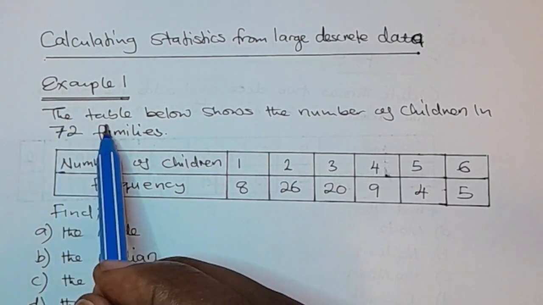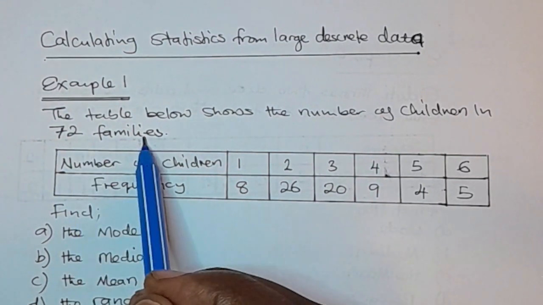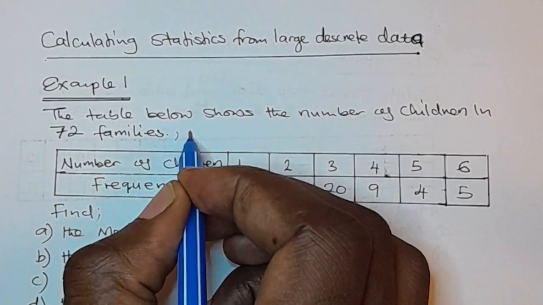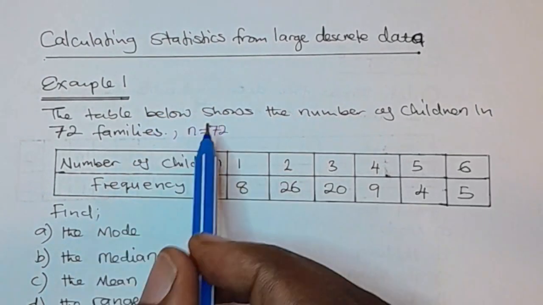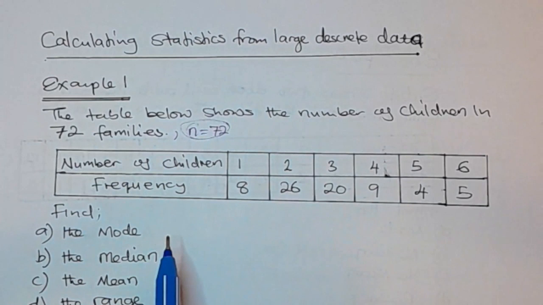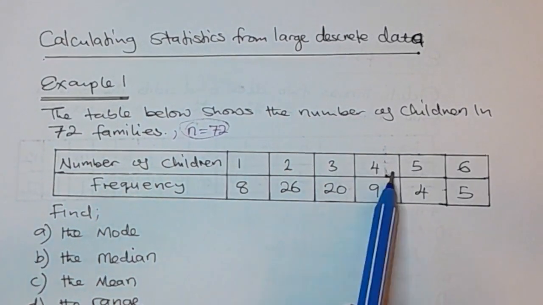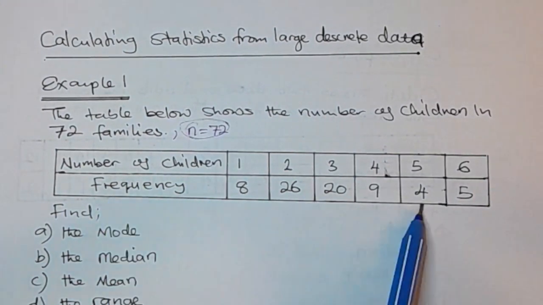The table below shows the number of children in 72 families. So n here already, n is 72. As you read such information, you need to determine the value of n. This is a table. You have the number of children, and you have the frequency.